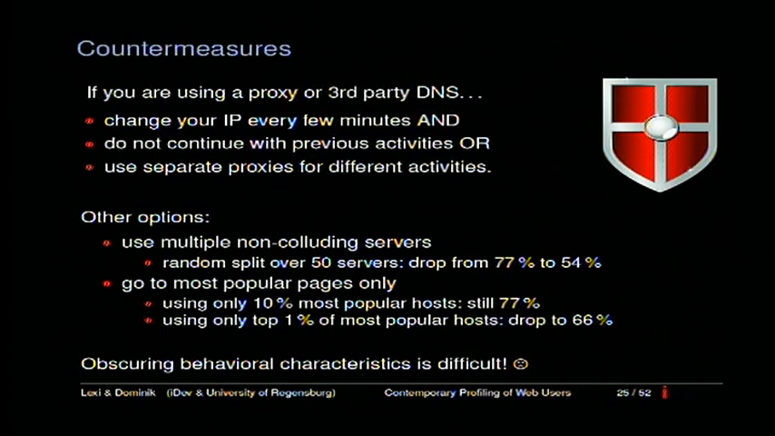What doesn't really help is randomly splitting your requests to various servers. We tried that out. We simulated 50 proxy servers or DNS servers and randomly distributed the requests of the users, and accuracy is only decreasing slightly from 77 to 54%.